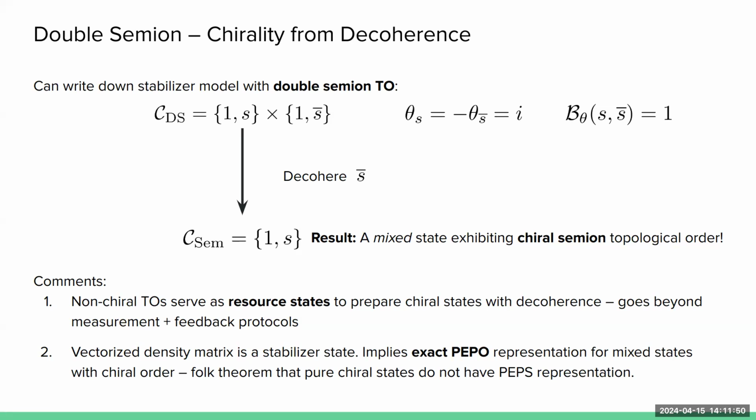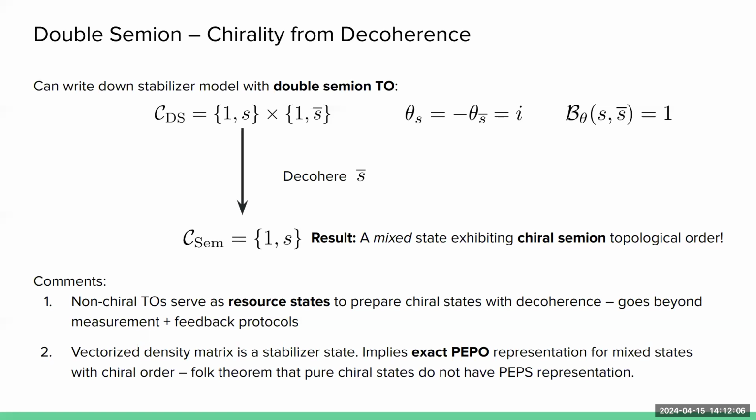And the second point, which will be clear on the next slide, is that all these density matrices that we constructed are in some sense fixed points. So as we'll see on the next slide, if we consider the vectorized density matrix, we'll see that it corresponds to some stabilizer code in some enlarged Hilbert space.